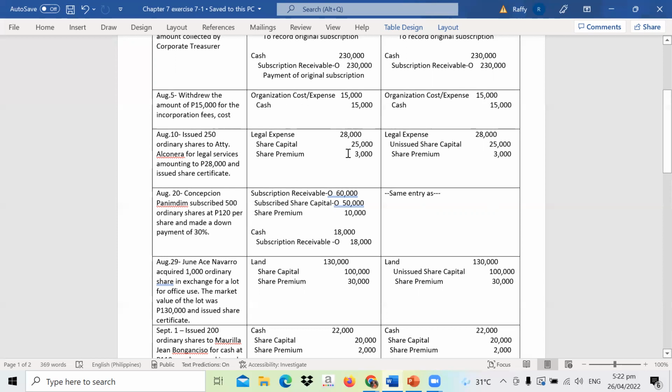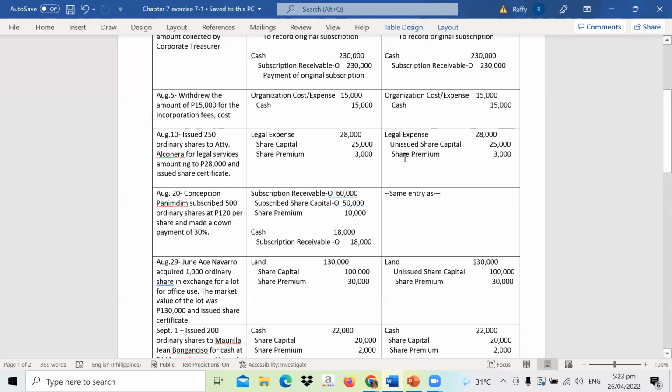Under memorandum entry method, you debit legal expense 28,000. You credit share capital 25,000. Now, how did we come up with the amount 25,000? That's 250 shares multiplied by 100 par value. Because when you record share capital, you will always record it at par value. Any amount higher than the par value, you will record it as share premium. Like in this case. So you will always record share capital at par. Any excess will be recorded as share premium. So the excess of 3,000, you will then credit it as share premium.